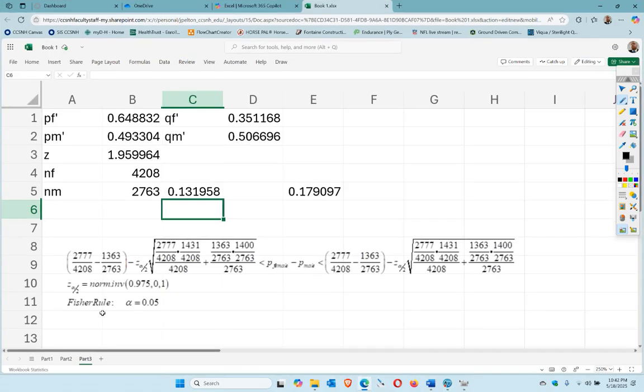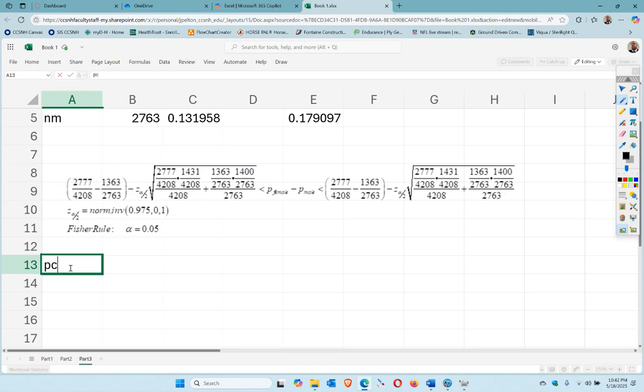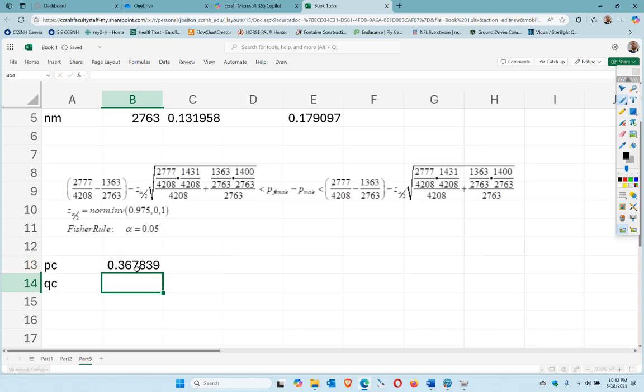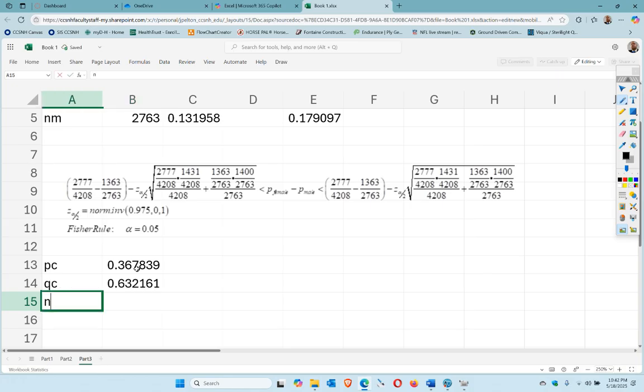So we're going to go to part 3, we'll scroll down, P combined, Q combined, right? So those things are 366 divided by 995. And this one is 629 out of 995. Okay. And for young and for old was 184 and 811. Okay, so we have those things there.